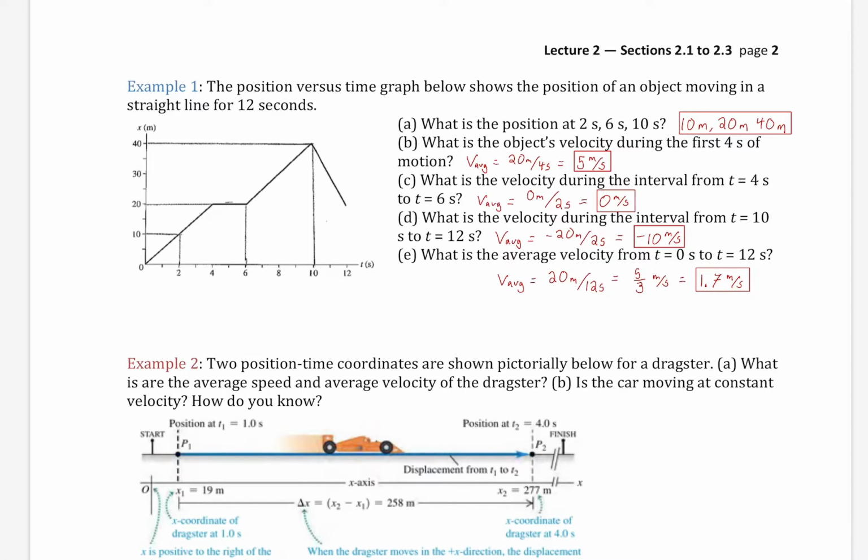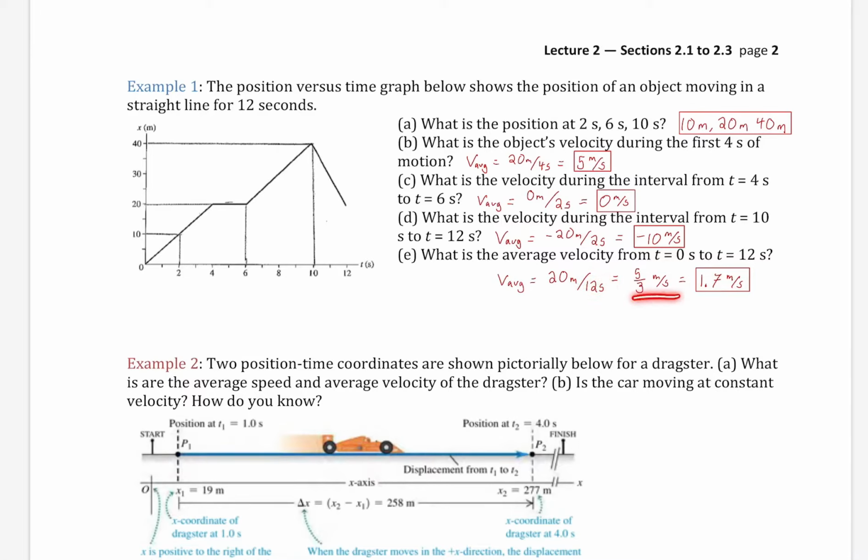What is the average velocity from 0 to 12? Well, in that case, the average velocity would be this secant connecting these points, because the secant is any line that connects 2 points. And we're connecting the point at t equals 12 to the point at t equals 0. So that means we would have a total displacement of 20 divided by the full 12 seconds, which gives us 5/3.